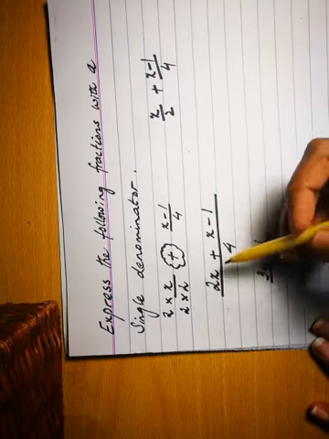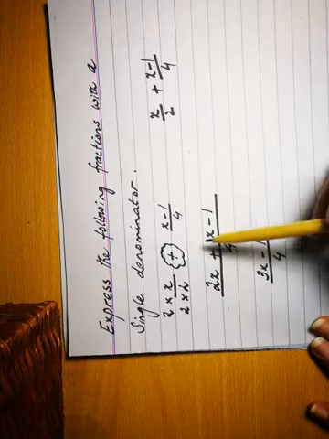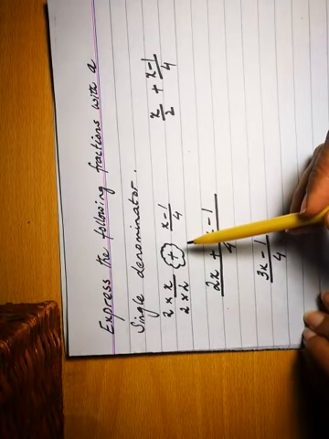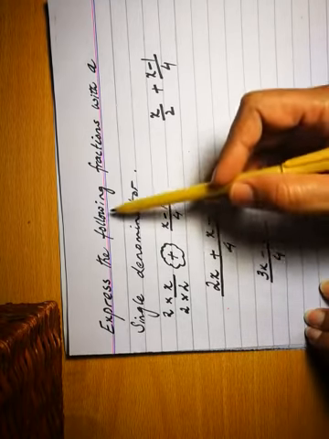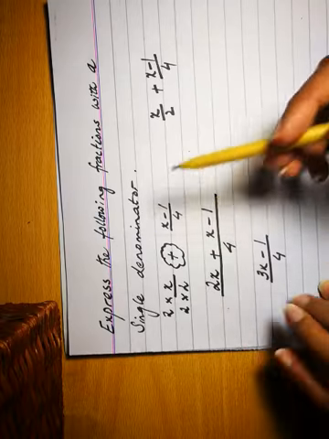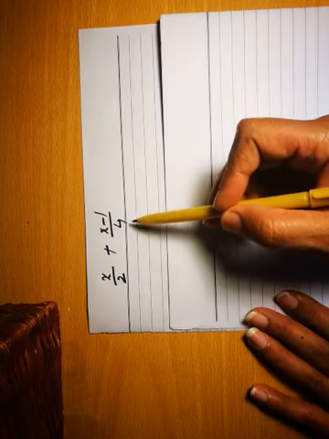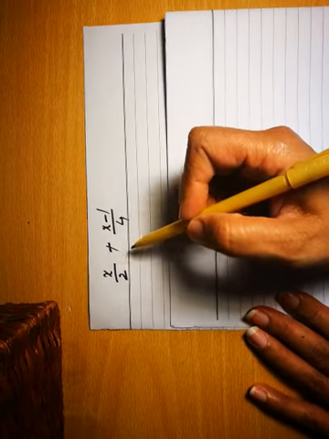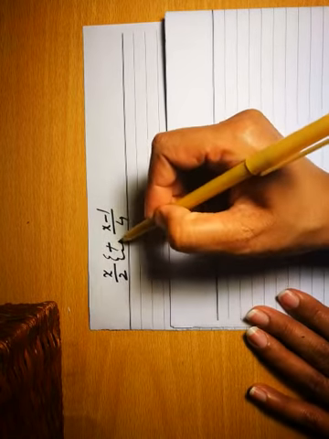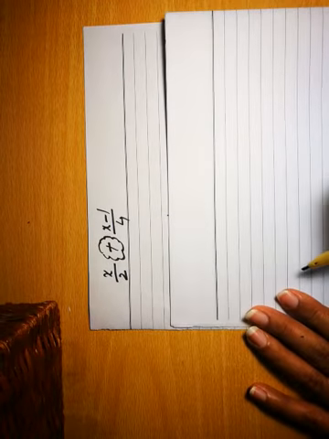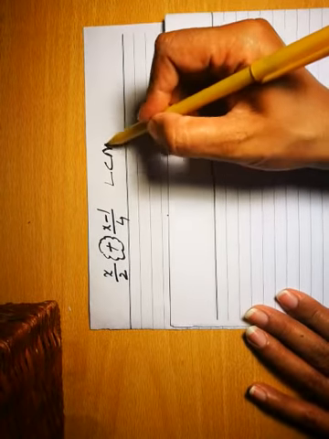Now we're going to see the fractions where we are having a positive or a negative sign, and the question will be: express the following fractions with a single denominator. Now if the question is x over 2 plus x minus 1 over 4, and the main thing is you're going to have a positive sign between the fractions, what is your first step? You're going to take LCM.